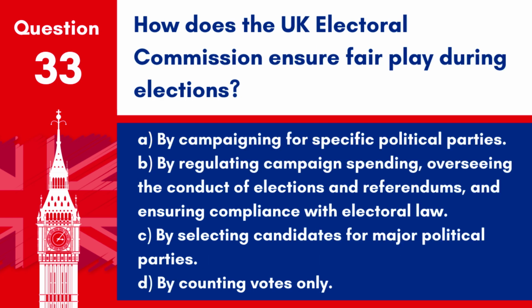Question 33. How does the UK Electoral Commission ensure fair play during elections? A. By campaigning for specific political parties. B. By regulating campaign spending, overseeing the conduct of elections and referendums, and ensuring compliance with electoral law. C. By selecting candidates for major political parties. D. By counting votes only.